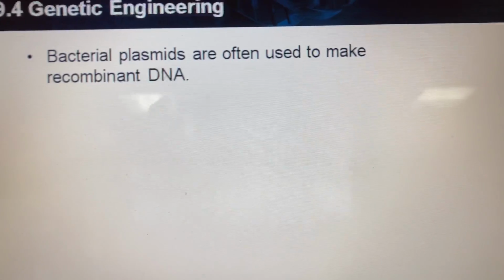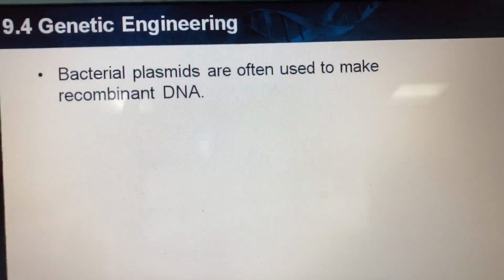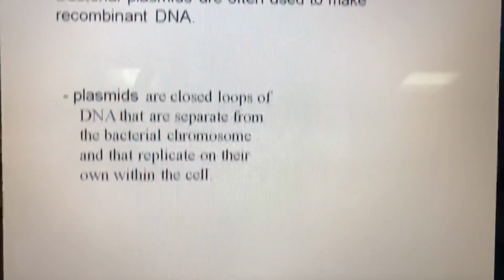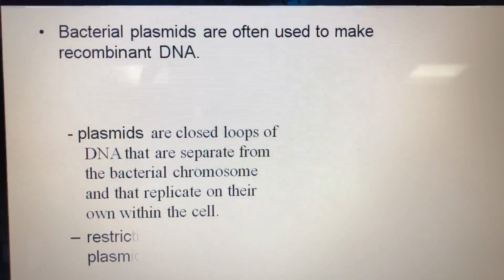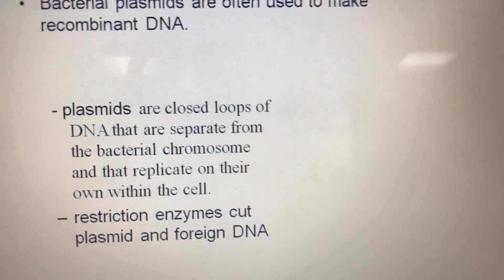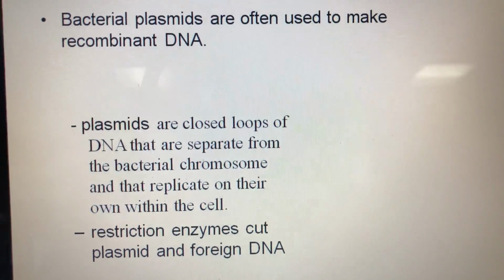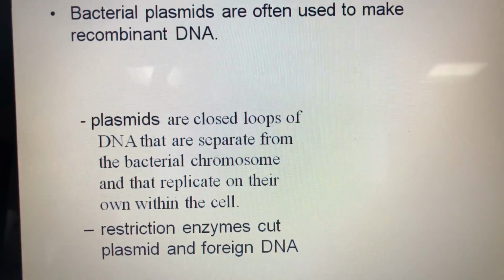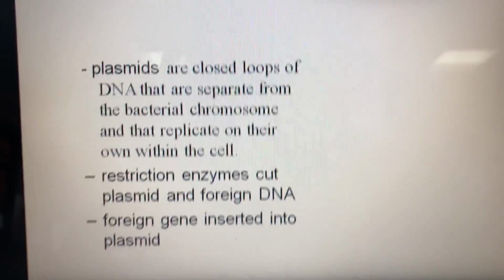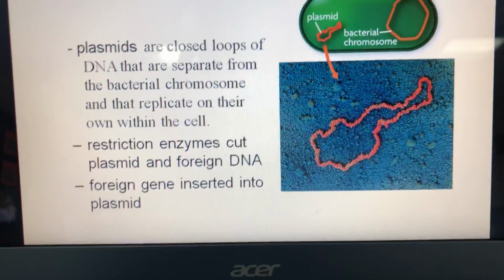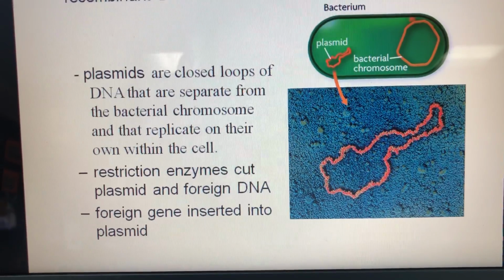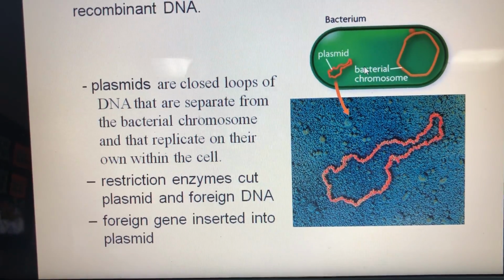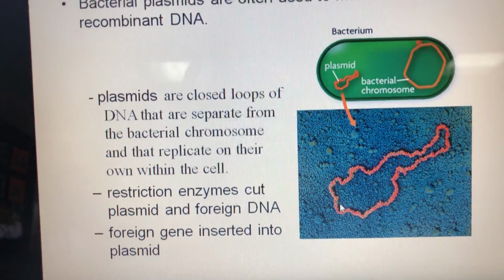Now, bacterial plasmids are often used to make recombinant DNA. So they depend on bacteria in genetic engineering because they have plasmids, and these plasmids are enclosed loops of DNA that are separate from the bacterial chromosome, and they have the ability to replicate on their own within the cell. Now, what they do is use a restriction enzyme. They use the same restriction enzyme to cut the plasmid DNA and the foreign DNA that is to be inserted.